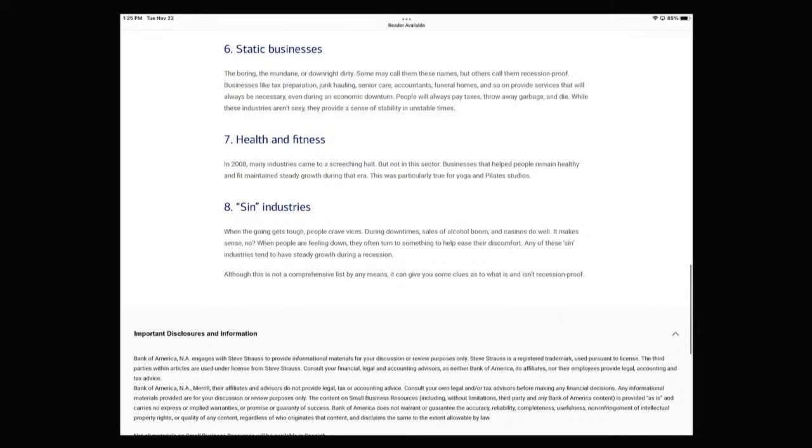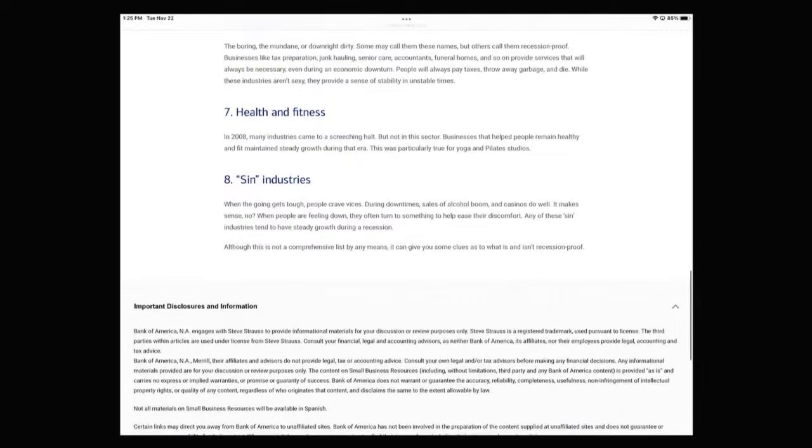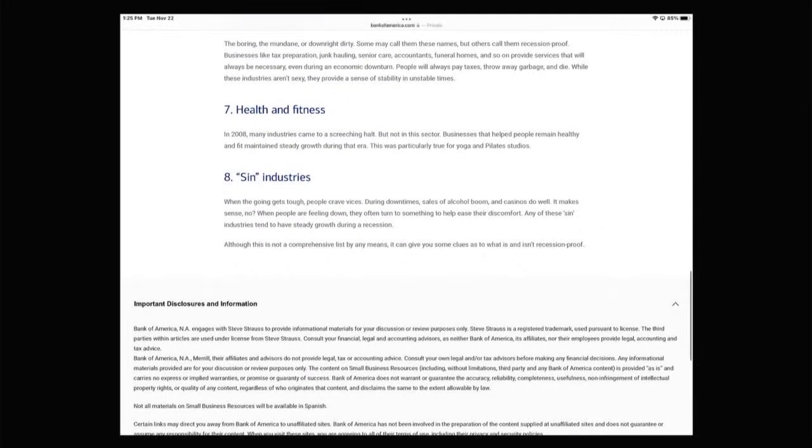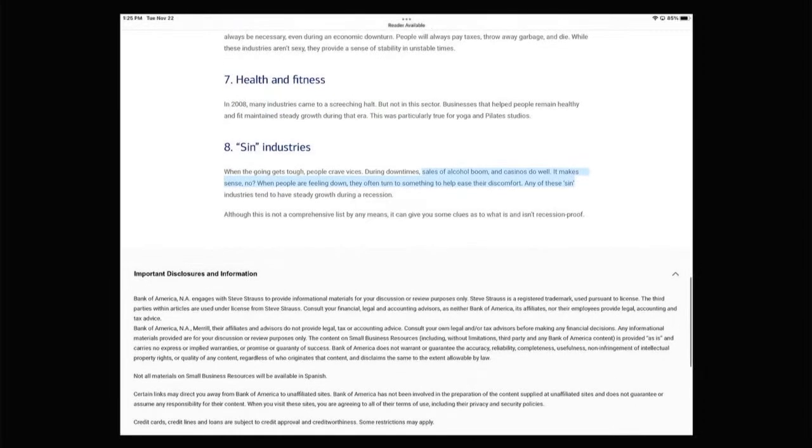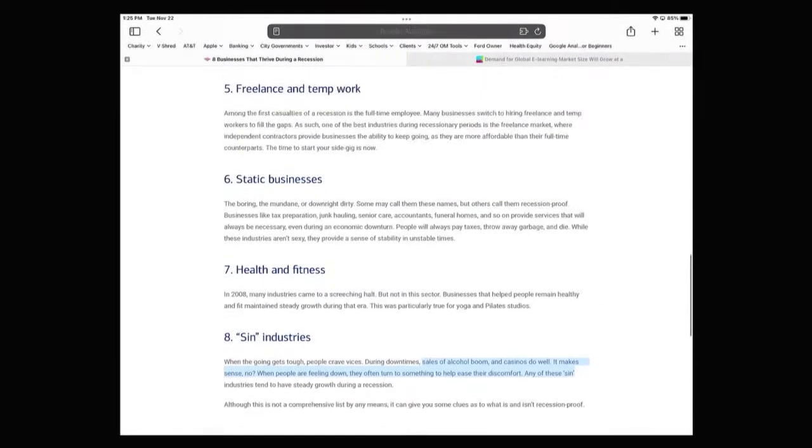Sin industries, when the going gets tough, people crave vices during downturns. That during downtimes, sales of alcohol boom and casinos do well. That's crazy to me, man. I ain't gonna lie, this is really crazy to me. I can understand alcohol, it just drowns your miseries away. But casinos, I mean, who has money during the downturn to spend on casinos, man? I'm feeling down. Yep. People just want to help ease this discomfort. Okay. So that's Bank of America.